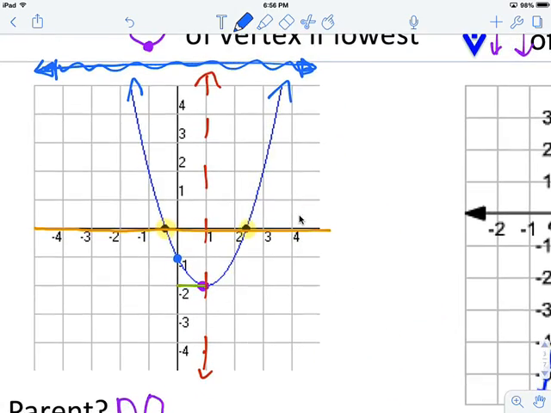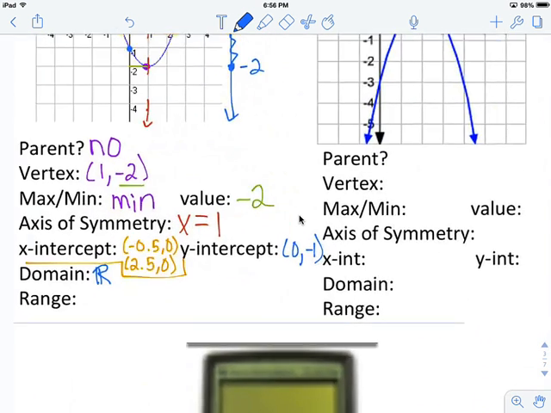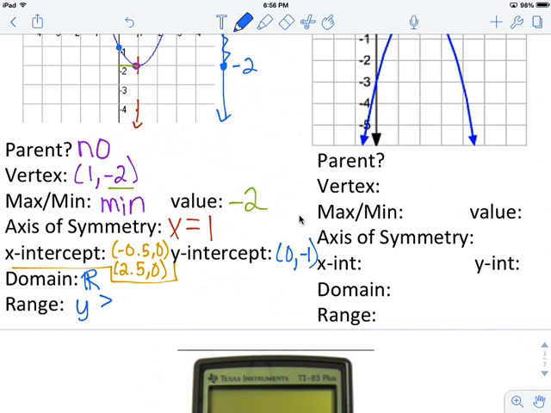Now for the range, I'm starting at negative 2 for y, and then I'm going up forever. So my range is y is greater than or equal to negative 2.